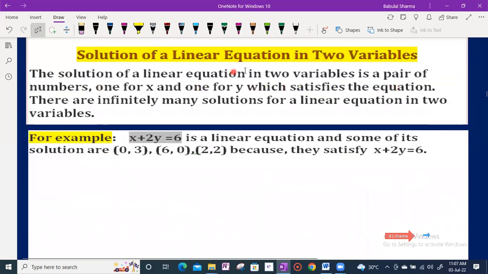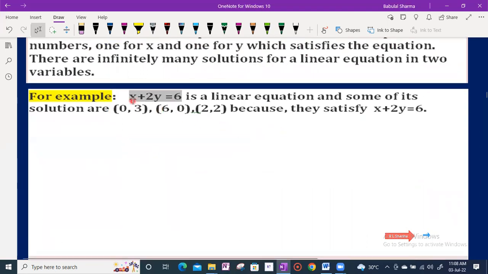Next, now the solution of linear equations in two variables. The solution of a linear equation in two variables is a pair of numbers, one for x and one for y, which satisfy the equation. There are infinitely many solutions for a linear equation in two variables. Very simple, very easy, but very important. How to find out the solutions? See how we find out solutions.